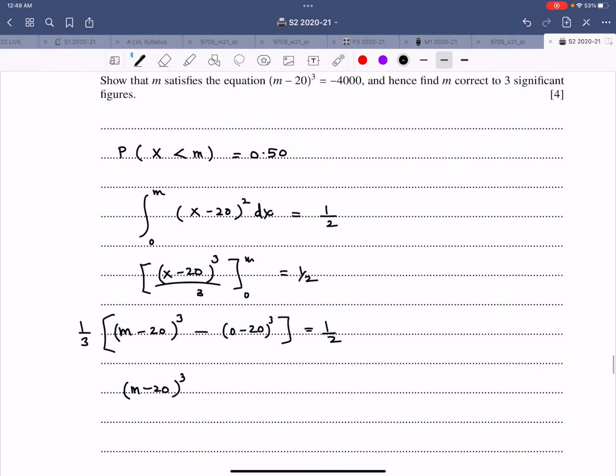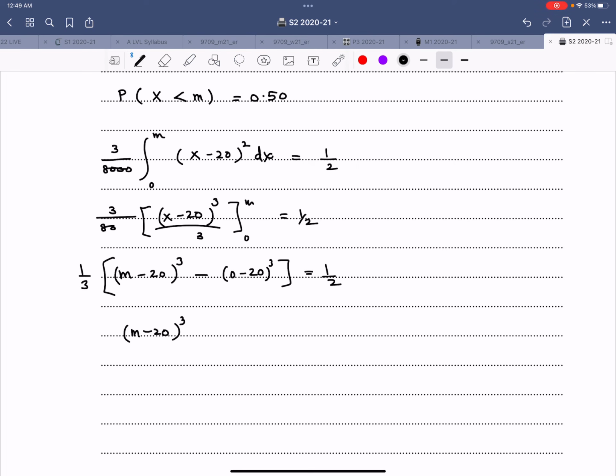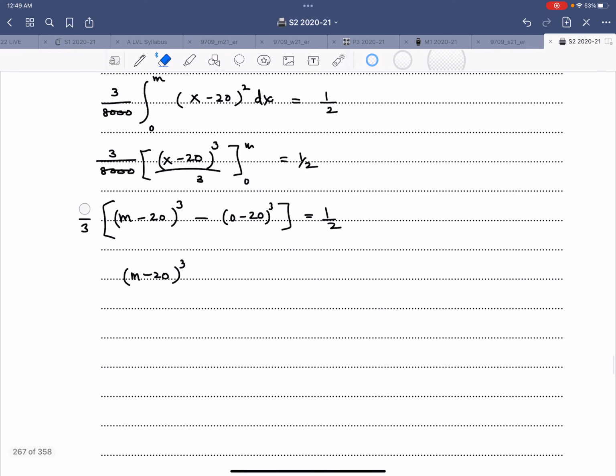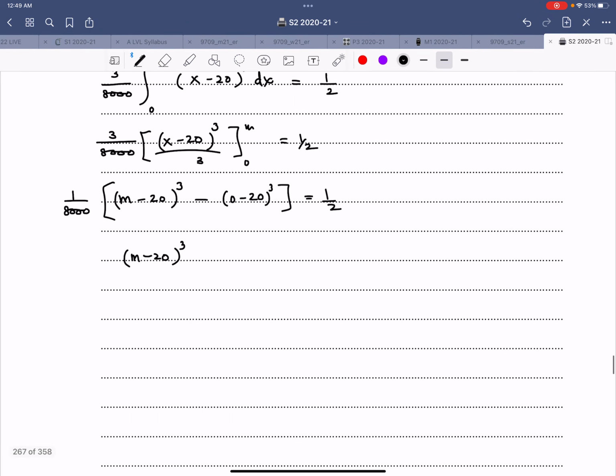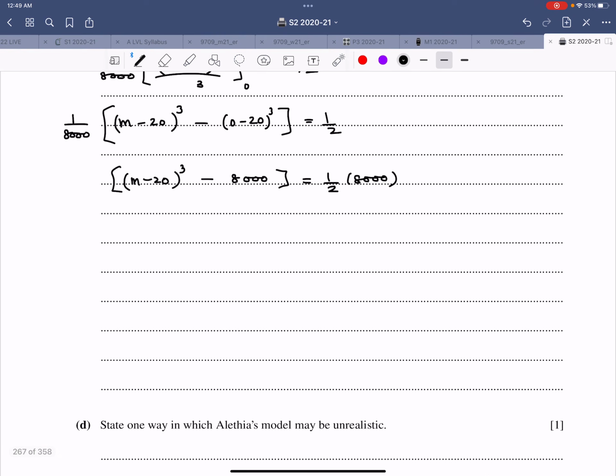So again over here, this is 3 over 8,000, and this is 3 over 8,000, and this 3 would disappear. That is actually 1 over 8,000. And this is m minus 20 whole cube minus 20 cube. That is 2 into 2 into 2, that's 8, and this is 8,000. And this is half of 8,000. Got the working? So that's how this working is done. So therefore, this is m minus 20 the whole thing cube, minus 8,000 equals 4,000.